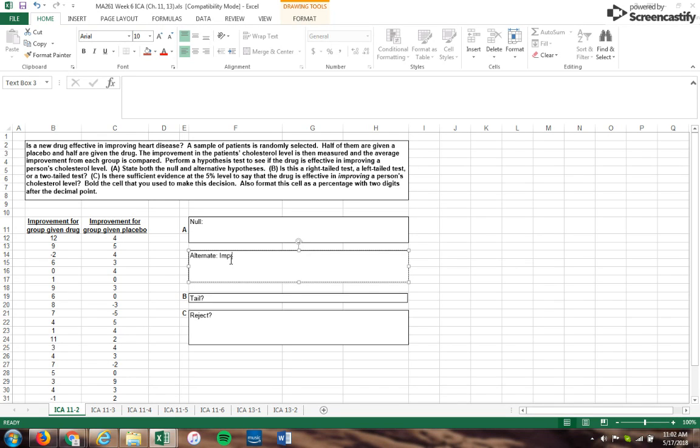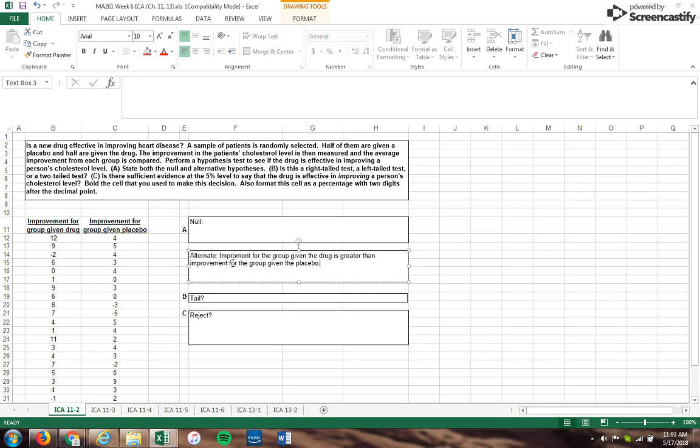like improvement for the group given the drug is greater than, right? We're looking for improvement, so we're looking to compare the group given the drug and the group not given the drug, given the placebo. We want to see if their improvement here is greater than the improvement that we see with the placebo. So it would be improvement for the group given the drug is greater than improvement for the group given the placebo. Okay, so that would be what our alternative hypothesis would be, something like that.